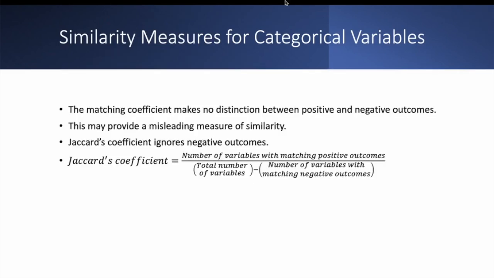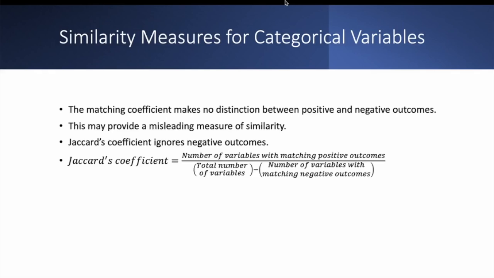The matching coefficient makes no distinction between positive outcomes, like made a purchase, and negative outcomes, did not make a purchase. Therefore, it may provide a misleading measure of similarity. For example, consider consumer purchasing behavior at a grocery store where thousands of products are available. Two customers purchasing the same product exhibit similar behavior. However, if one customer purchases only a cupcake and the other purchases only organic apples, most people would conclude that these two customers are not similar. However, a simple matching coefficient would account for the fact that neither of the customers purchased thousands of other products that are available, and therefore produce a very high value of matching coefficient.